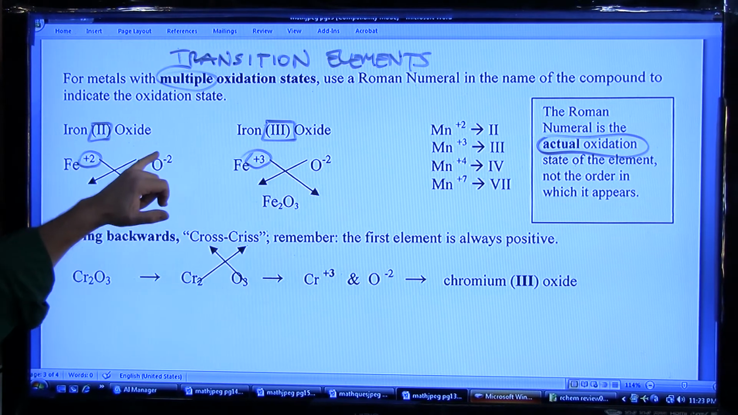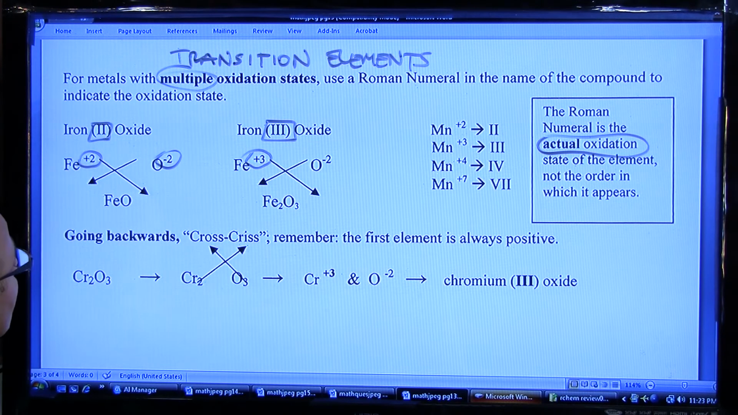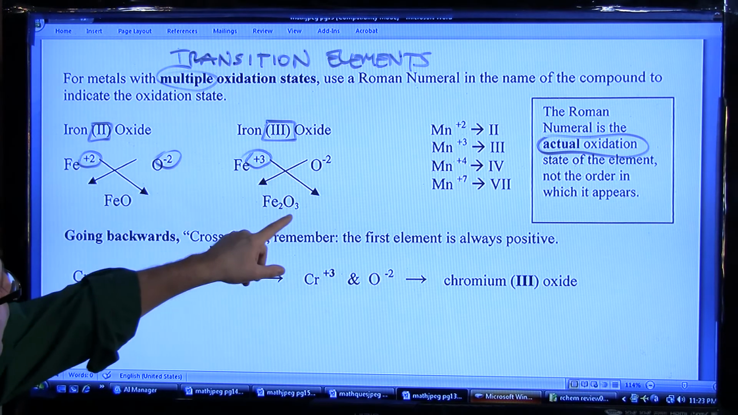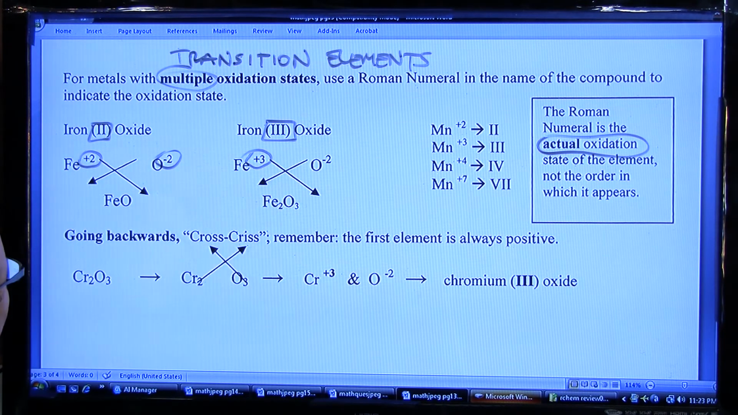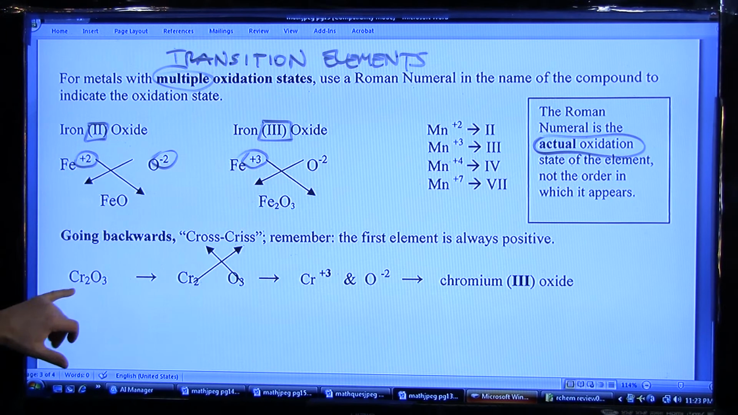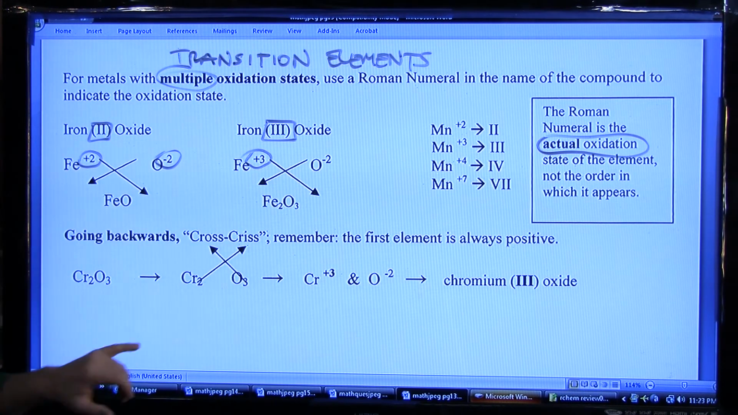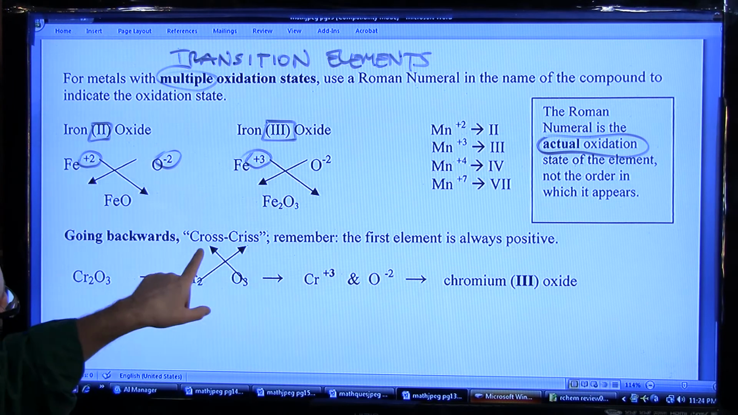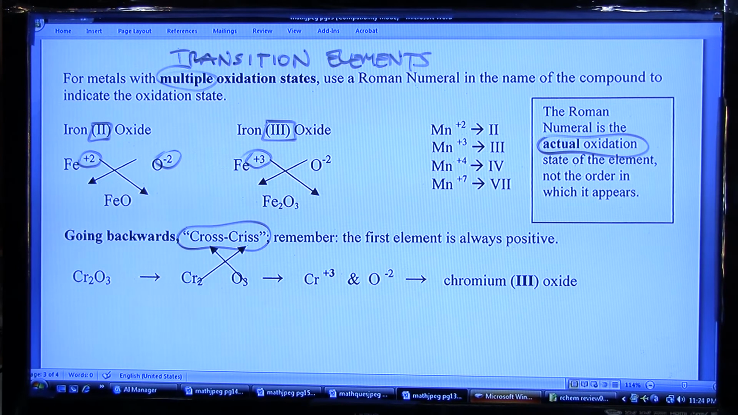And so again here, when we crisscross and simplify, it would be Fe2O2, which simplifies to FeO. And here you get Fe2O3. Notice how I drop them down, and notice how I get rid of the signs. Now if you had to go backward on this, if they gave you this compound and they asked you to name it, when you work it backwards, remember the first has to be positive, so it would be chromium plus 3. So I'm actually doing the reverse of crisscross or cross-criss.